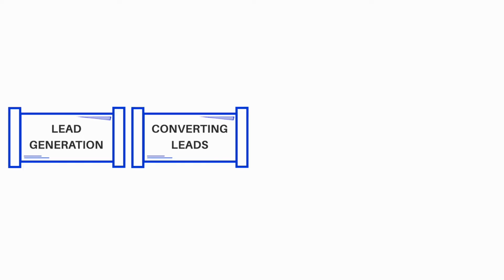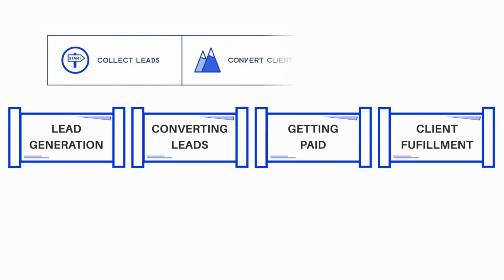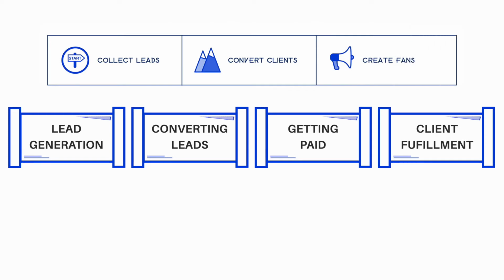He talks about lead generation, converting leads, getting paid, and client fulfillment. But you can sort of match those up with the lifecycle marketing sections we talked about: collecting leads, converting clients, and creating fans. And the approach here is to analyze the width of the pipe. If you visualize water running through the pipe, if the pipe is all the same width, then the water will flow all the way through it unrestricted.